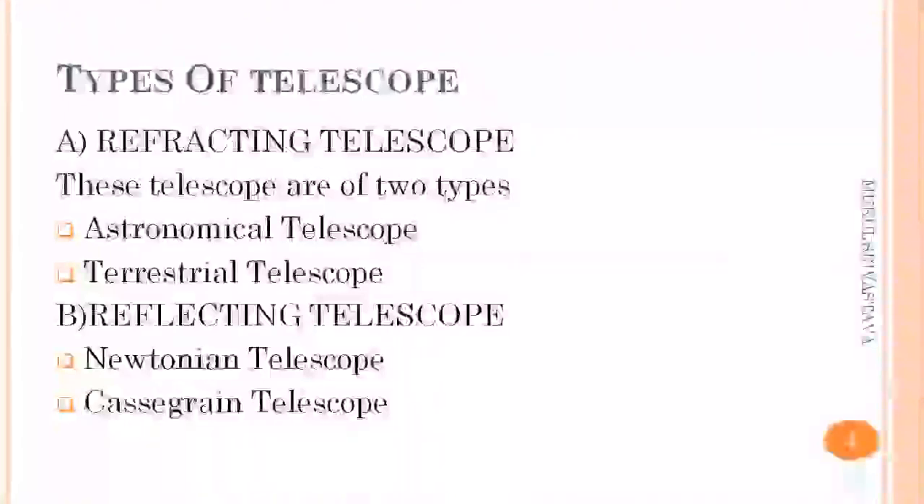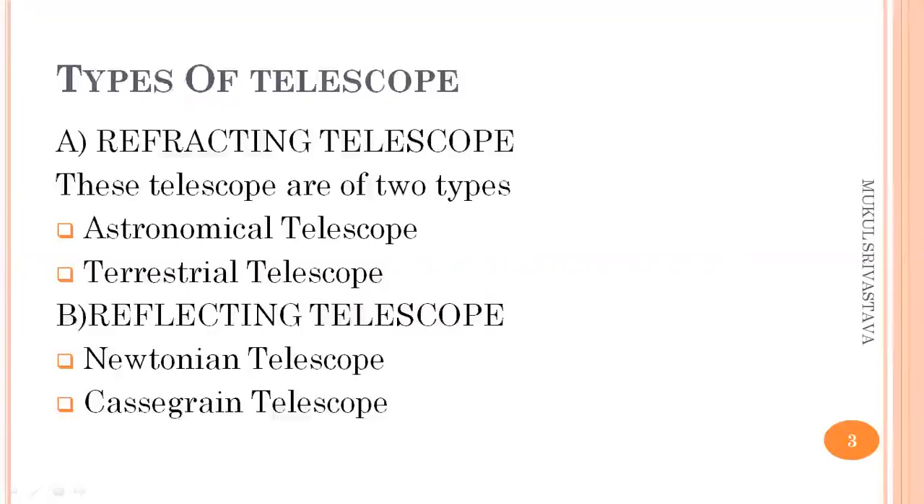There are different types of telescope, that is refracting telescope and reflecting telescope. Refracting telescopes are of two types: astronomical telescope and terrestrial telescope. But reflecting telescopes are also of two types, that is Newtonian telescope and Cassegrain telescope. In this topic, we are going to discuss only the astronomical telescope, the Newtonian telescope, and also the Cassegrain telescope.